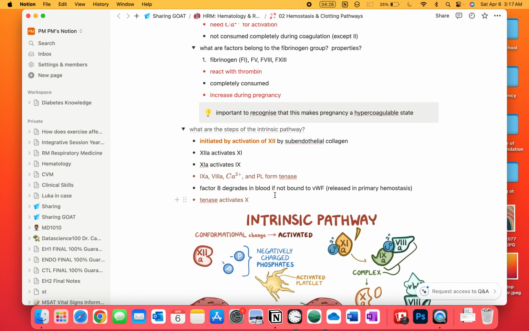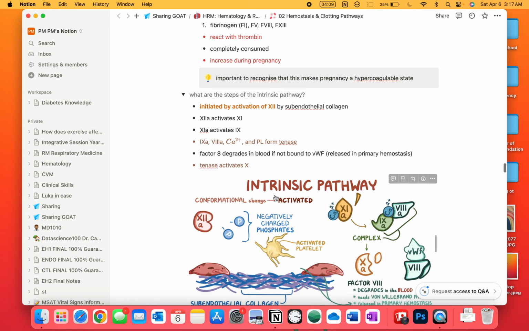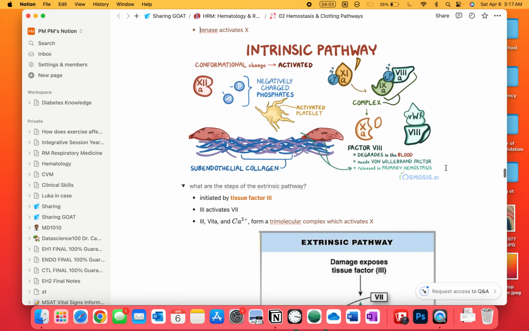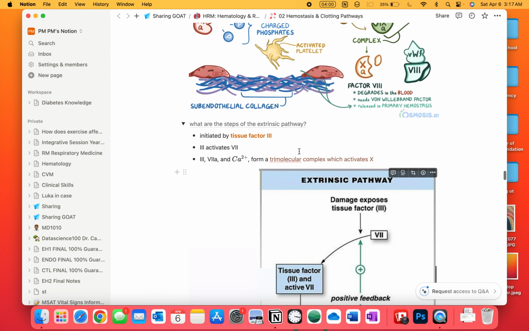So if you're going from 12, 11, you skip 10, you go to 9, and then you're going to essentially have factor 9, 8, calcium, PL form a tenase. Quite easy. 3 plus 7 is just going to be the 10. The tenase is going to activate 10. So both the intrinsic and extrinsic pathways are going to activate factor 10.